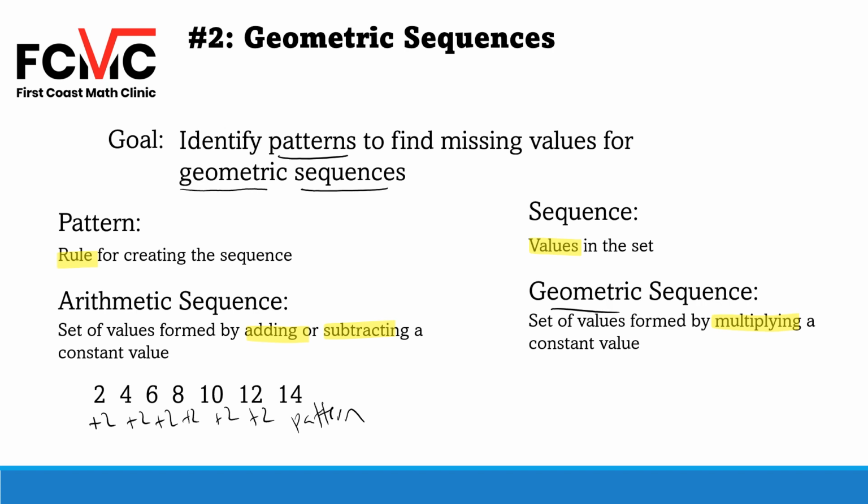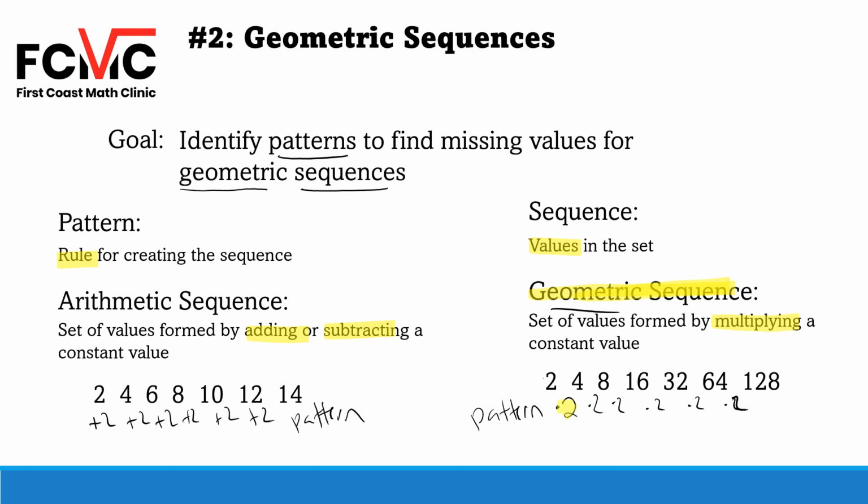Well, what would a geometric sequence look like? Something like this: 2, 4, 8, 16, 32, 64, 128. Well, what's our pattern here? Instead of adding 2, we're multiplying times 2. Every next value is the product of 2 and the previous value. So our pattern here is times 2. In this video, we're going to look at geometric sequences where we're multiplying by a specific value in our pattern. So let's get into some examples.